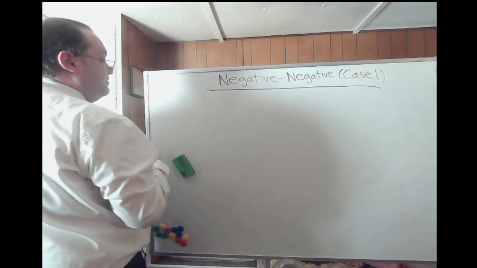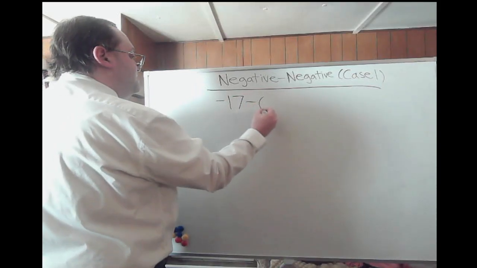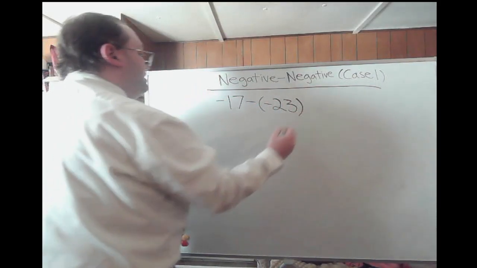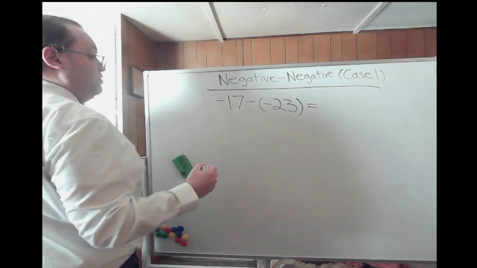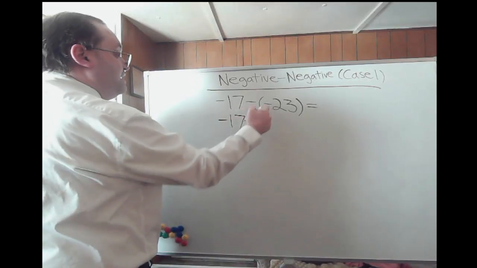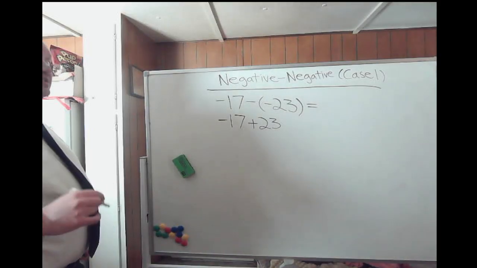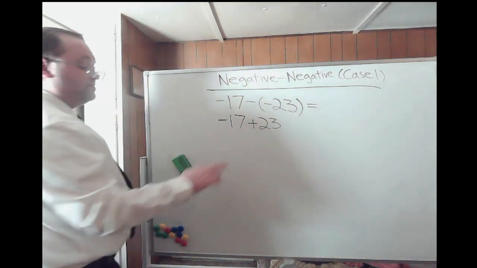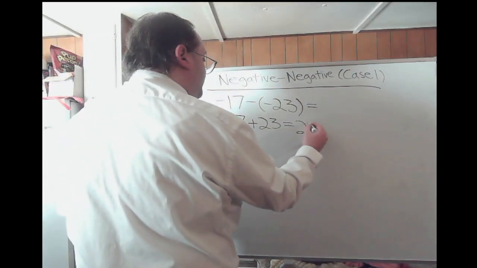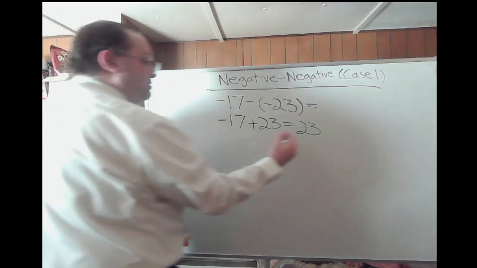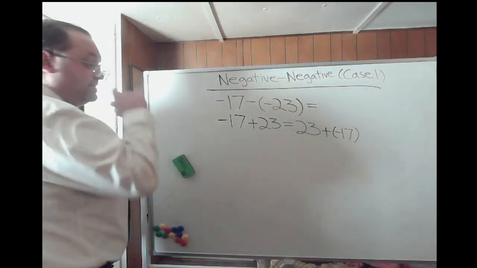I got more though. Let's say we have negative 17 minus negative 23. So we have another negative minus a negative. Well, that equals negative 17 minus minus is plus 23. By the commutative property of addition, which means you can switch the terms around, you're going to have 23 for your first term, but when you minus a positive number, that's the same as adding the negative of that number.